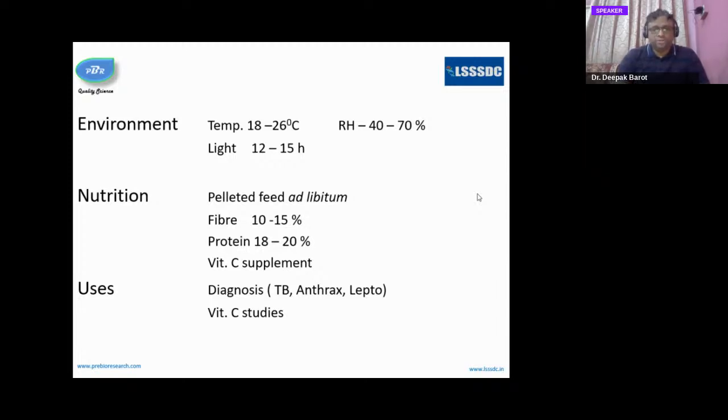And in nutrition, if you want well-maintained colonies of guinea pigs, then you should make sure the feed which you give them has fiber and protein of 10 to 15 and 18 to 20%, and you have to supply vitamin C additionally. So that is their separate requirement, which may not be the case with rats and mice. Where are they used? For TB, for anthrax, for leptospirosis, also for diagnosis purposes, guinea pig is the better model.